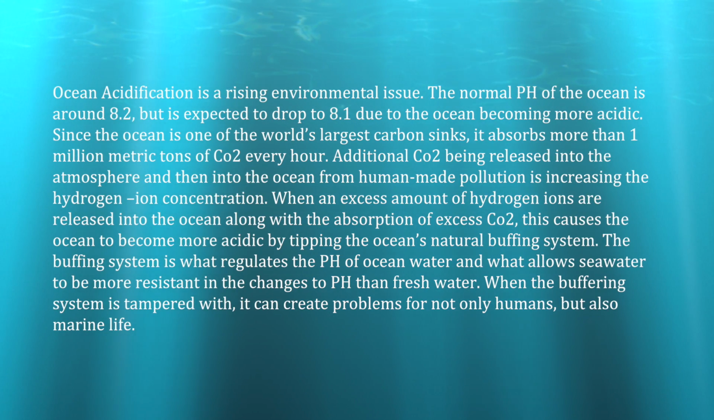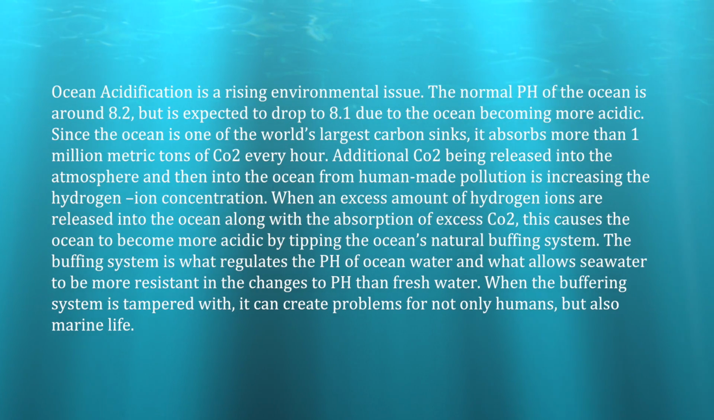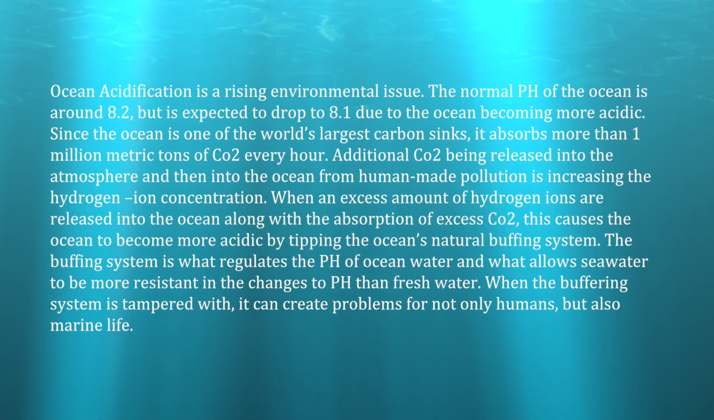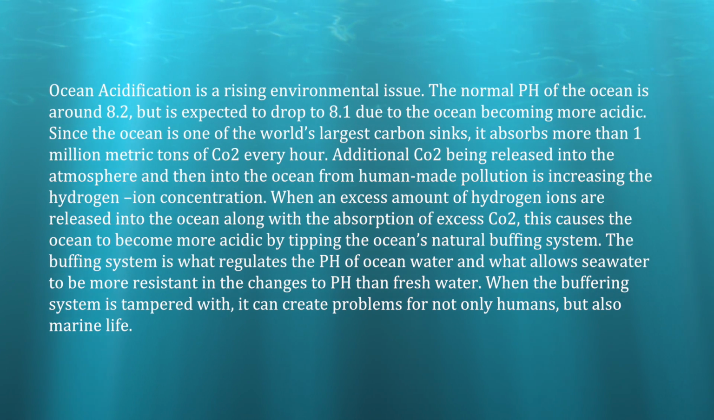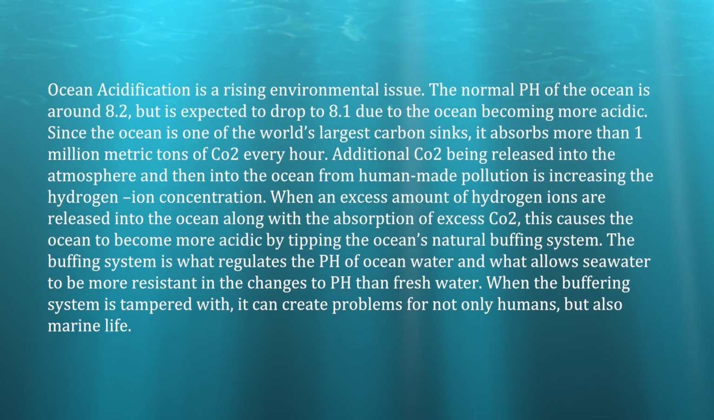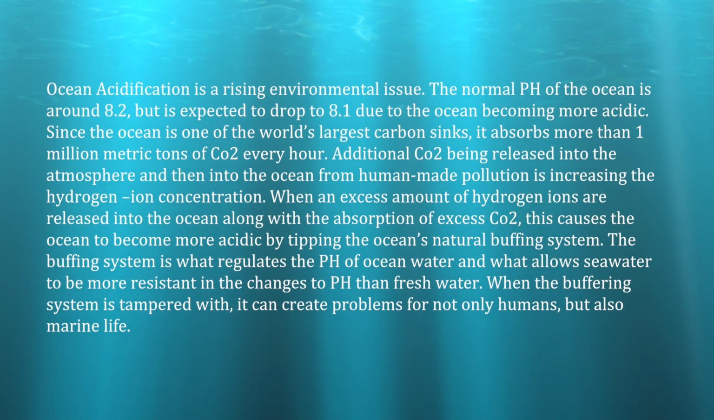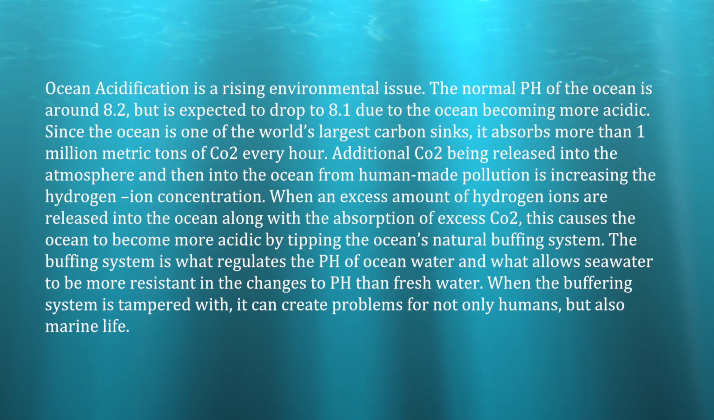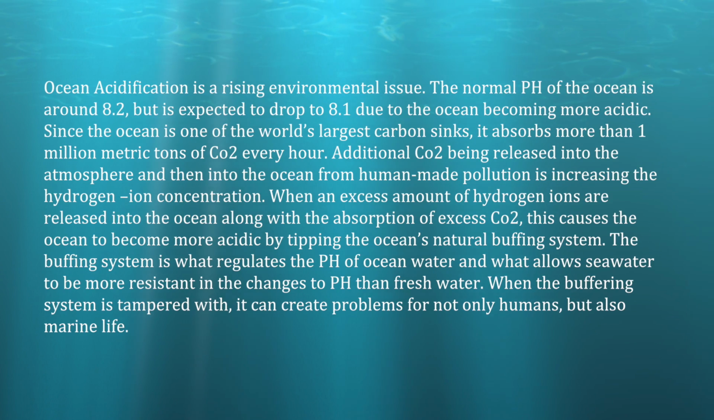Additional CO2 being released into the atmosphere and then into the ocean from human-made pollution, beyond what the ocean already dissolves, is increasing the hydrogen ion concentration. When an excessive amount of hydrogen ions is released into the ocean, along with the absorption of excess atmospheric CO2, this causes the ocean to become more acidic and also tips the buffering system of the ocean. The buffering system is what regulates the pH of the seawater and will also allow seawater to be more resistant to changes in pH than freshwater is. When the buffering system is tampered with, it can create problems for not only humans but also marine life.